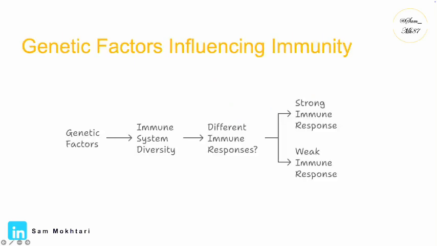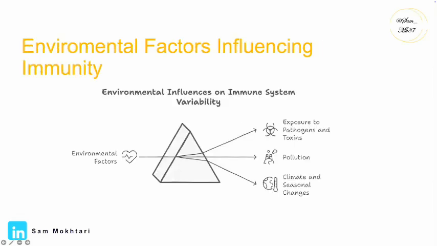Genetics, as I mentioned, plays a key role in determining the strength and efficiency of the immune system. Some individuals inherit traits that make them more resistant to certain diseases, while others may be predisposed to autoimmune conditions. Environmental factors are also a major influencer of immunity. For instance, pollution can weaken our defenses, while seasonal changes can challenge our immune system, often leading to a cold or flu.